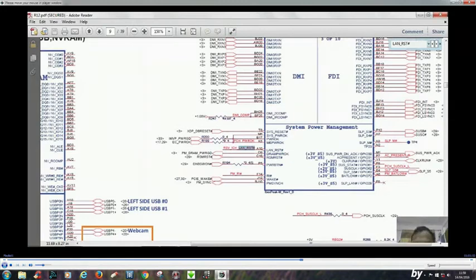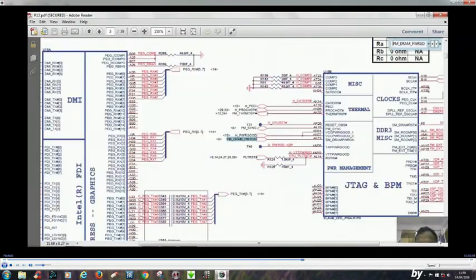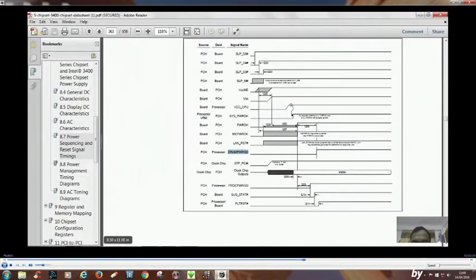We can search over here. DRAM power OK is connected to PM_DRAM_PWRGD. So we'll search PM DRAM PWRGD, power good, and this is going to page number 3. As you can see, this signal is going to SM_DRAM_PWROK. This signal indicates to the memory controller inside the processor that the RAM power supply is okay, right? That the RAM power supply is okay.